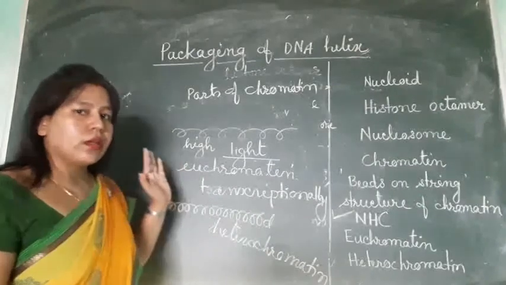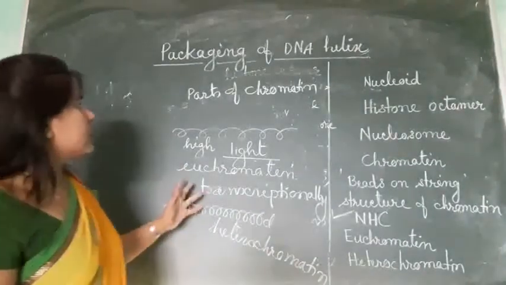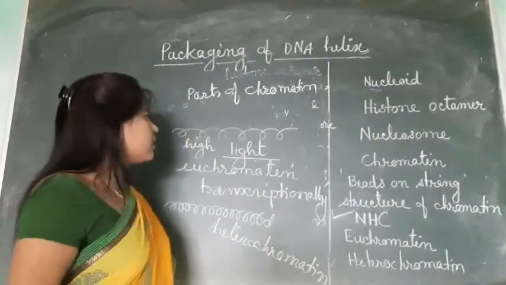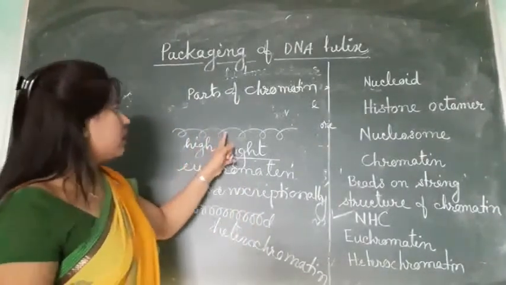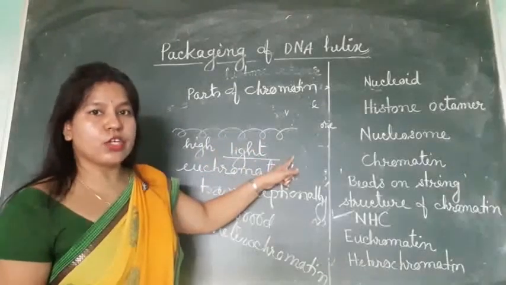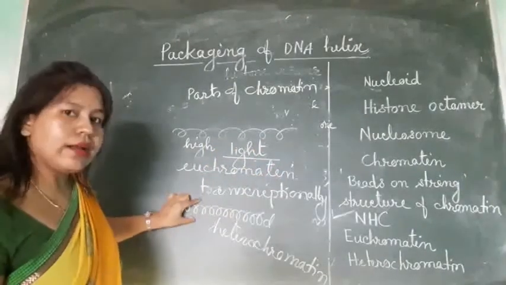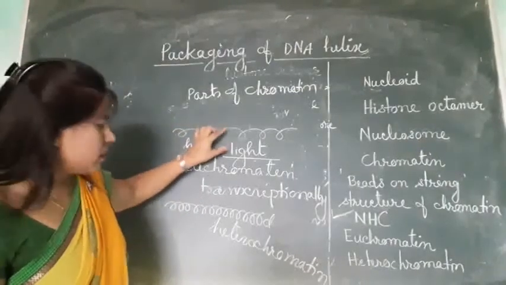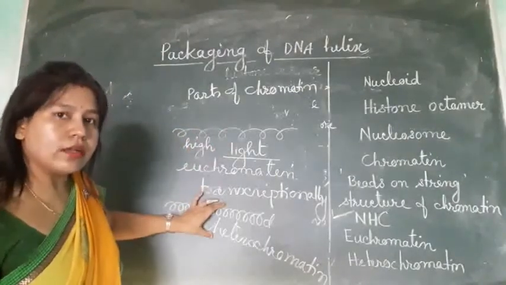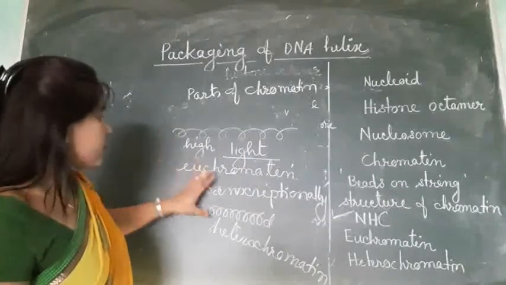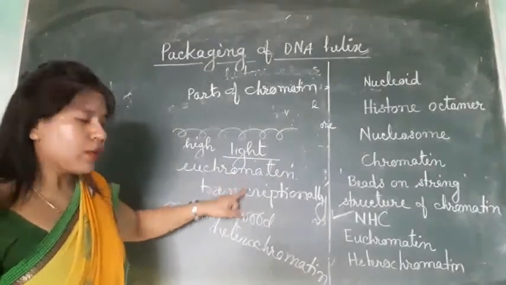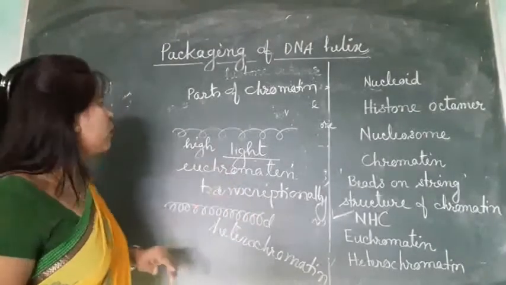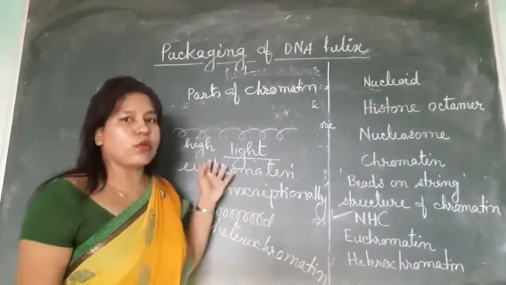Okay. So if we want to distinguish between these two parts of chromatin, then what will be the points? First, euchromatin is a loosely packed region of chromatin, while heterochromatin is a densely packed region of chromatin. Euchromatin takes light stain; heterochromatin takes dark stain. Transcriptionally, euchromatins are active chromatins, while heterochromatins are inactive or less active. And fourth one, you know about crossing over.